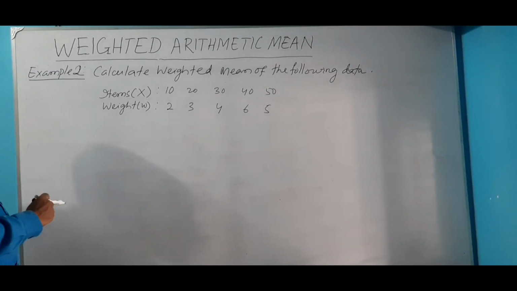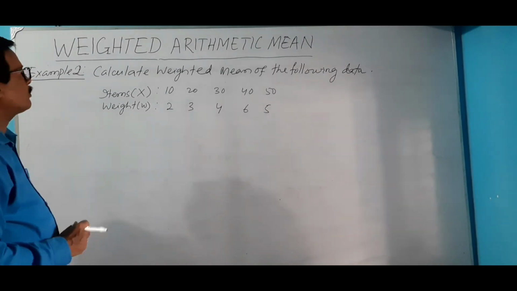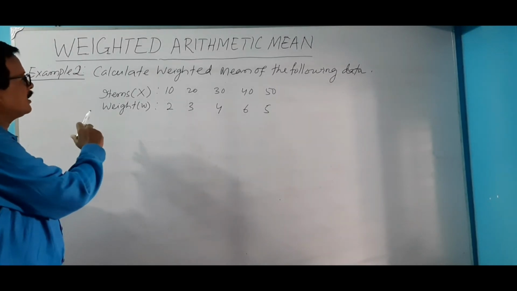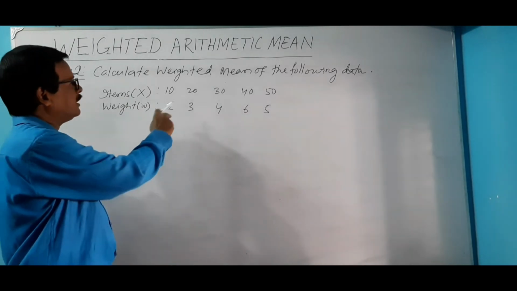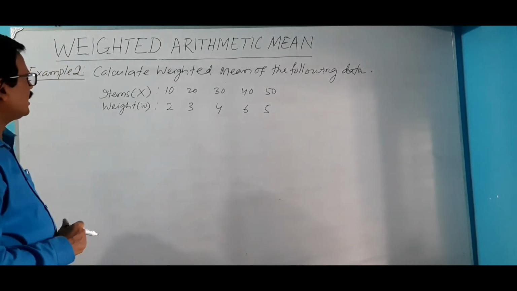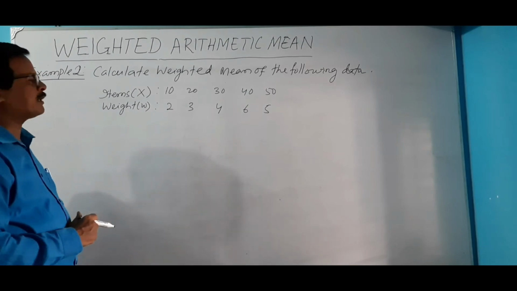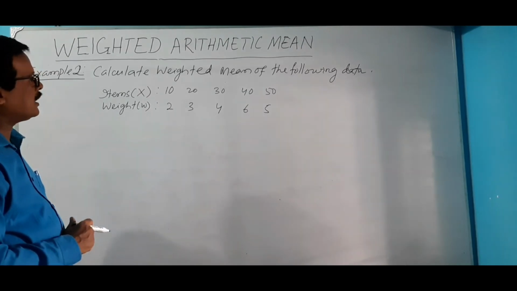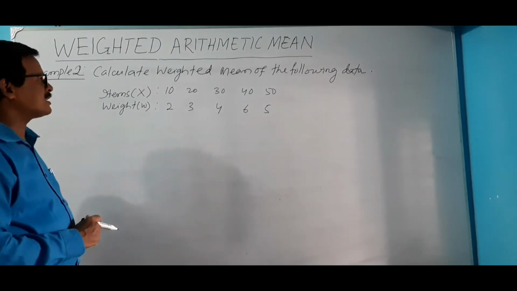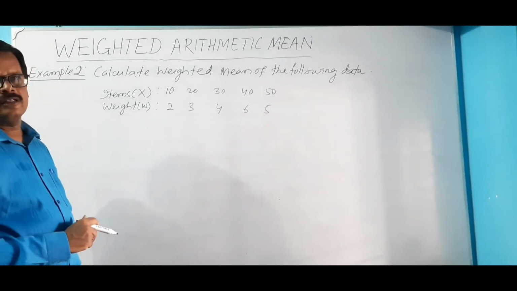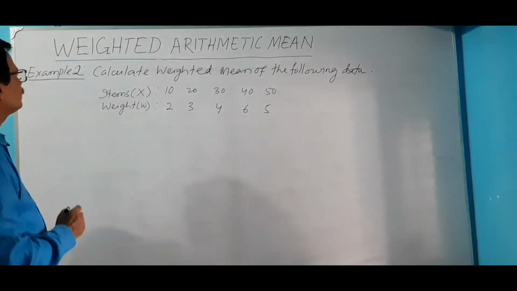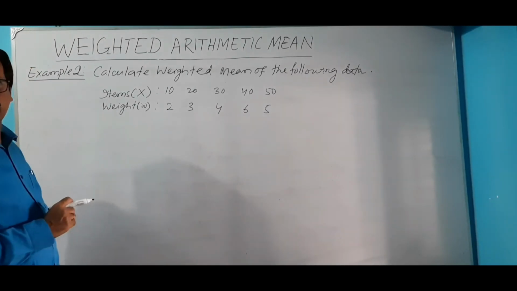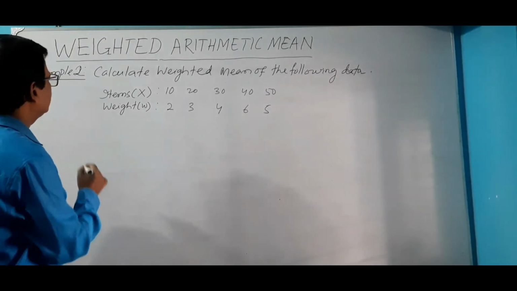Then we will solve another example. Calculate the weighted mean of the following data. Items and weights, or X and W values, are given. X values are given as 10, 20, 30, 40, 50, and the respective weights are given as 2, 3, 4, 6, 5. We know that more weight means its significance is more. So in this case, how to calculate the weighted arithmetic mean? Solution.